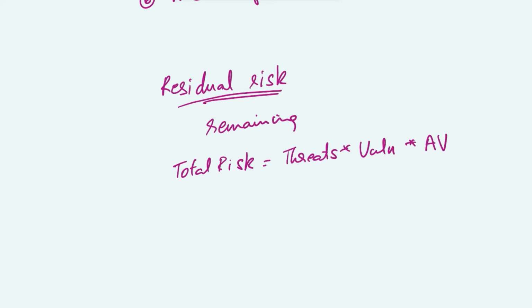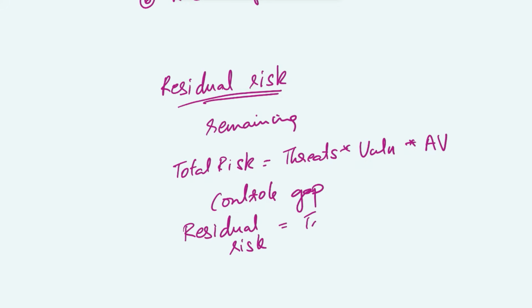The difference between the total risk and the residual risk is known as the controls gap. The controls gap represents the amount of risk that is reduced by implementing safeguards. So, residual risk is calculated using the formula total risk minus the controls gap.